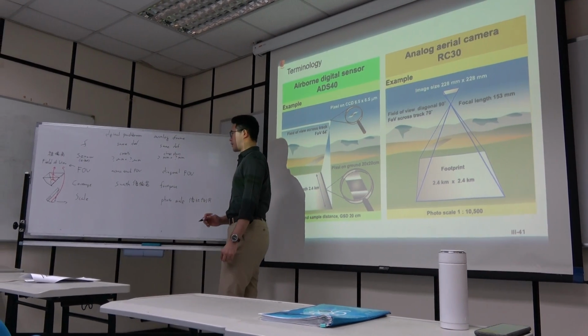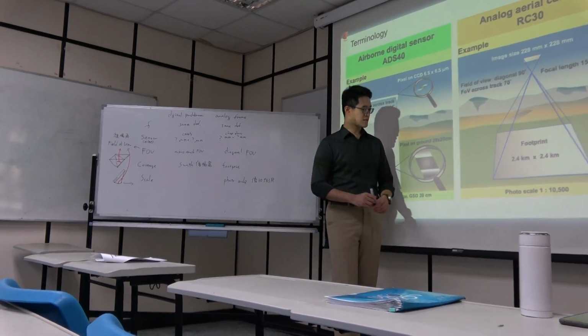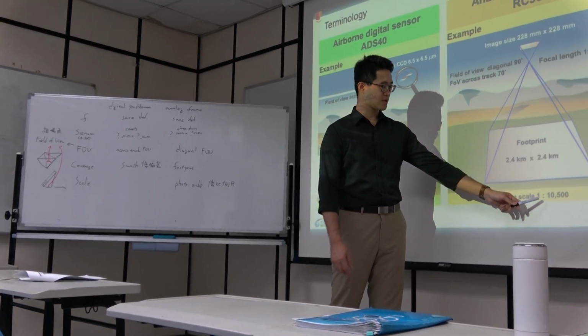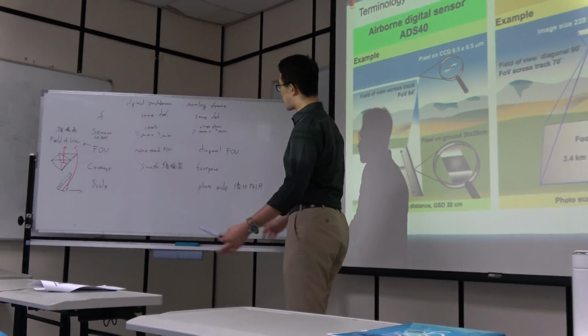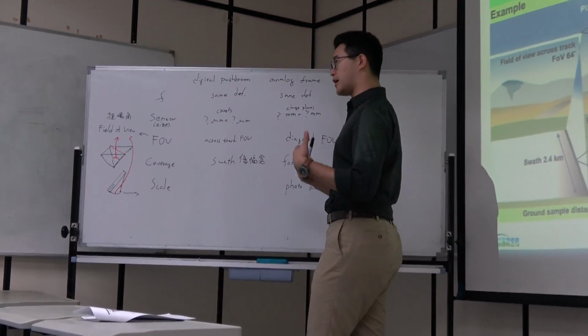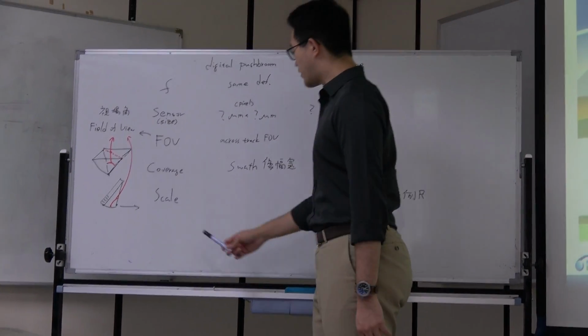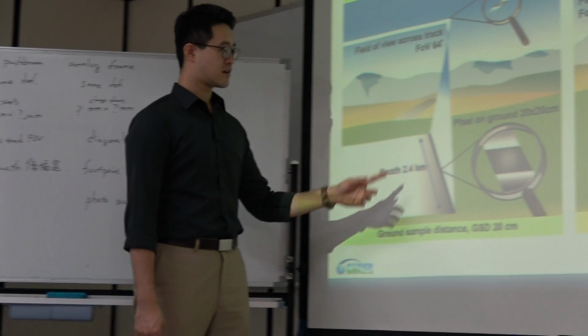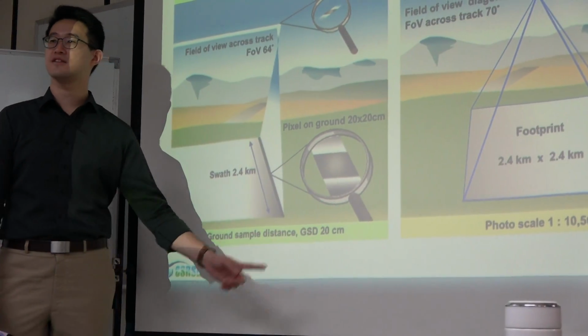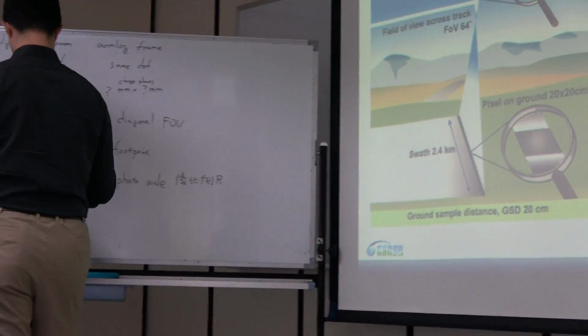Alright, so photo scale. I believe you guys know it. The photo scale is like 1 to how many? So that's the scale of your image. On the other hand, if you are talking about the digital camera, then the scale of your image is usually represented as the ground sample distance, the GSD that we talked about before.